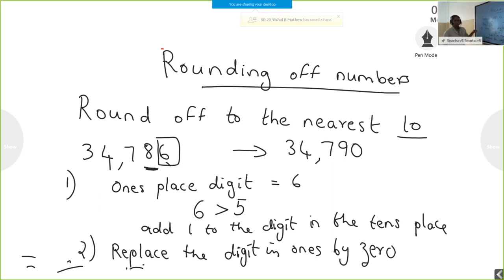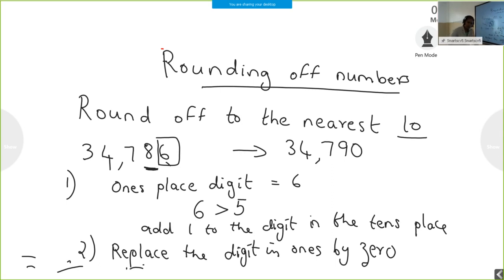Okay, so what are the steps? Two steps are there. What is the first step? The question is to round off to the nearest 10, so you underline the tens place. Those who don't know, please listen carefully. Underline the digit in the tens place. Then look at the digit right of the tens place. That is the ones place digit. Which is the digit in the ones place? It is 6. Identify the digit in the ones place.